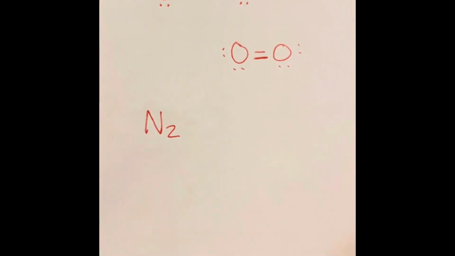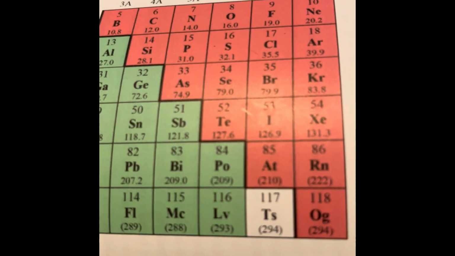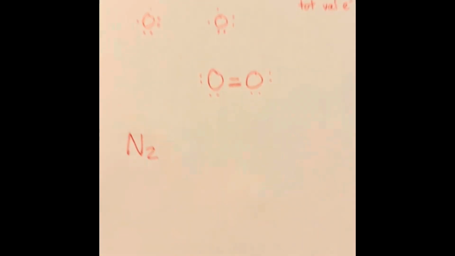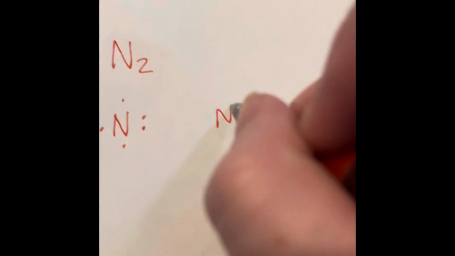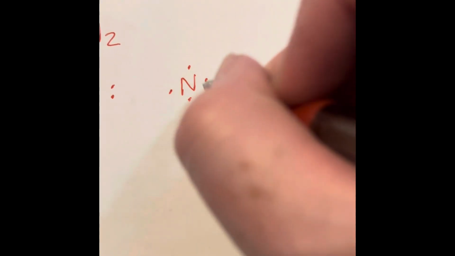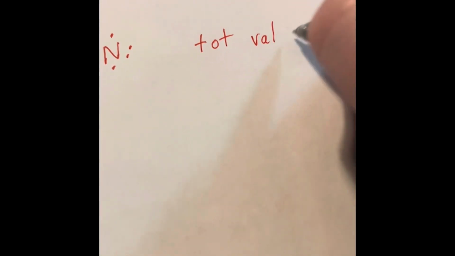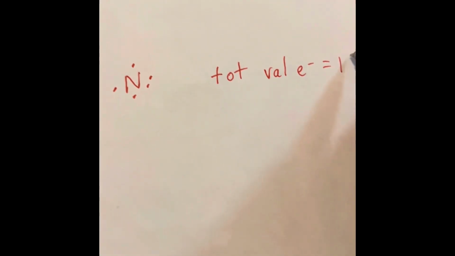So let's look at a triple bond example, which is nitrogen. So nitrogen is over here in group 5A. Sorry, I didn't mean to take you guys for a spin. So nitrogen has 5 valence electrons. So your total valence electrons is going to be 10, right?